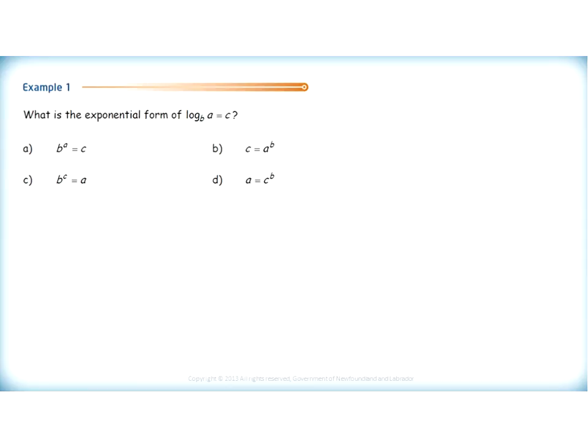Let's look at some examples. Here we are asked as a multiple choice item, what is the exponential form of the log of a to base b is equal to c? To convert from logarithmic form to exponential form, we begin with the base. So the base to the log is b raised to the power of c is equal to a. And that answer corresponds with C as your multiple choice item.